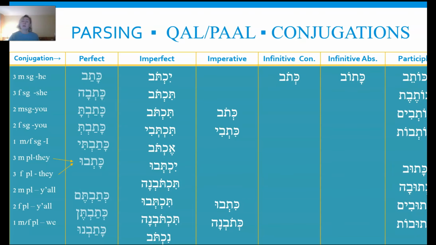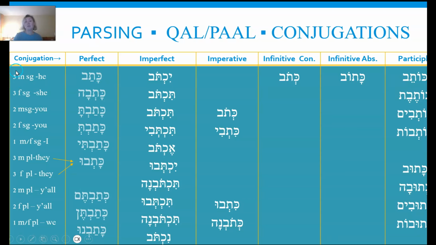It is called imperfect. Well, imperative is going to give us a volitional urge to do something, urging someone to do something. And then infinitive constructus, infinitive absolutus. Remember, there are 2 infinitives in biblical Hebrew, and the participles, active participles and passive participles, as long as we are in the kal stem or PAAL stem. But now we want to look at each one of them, and we'll start with perfect, and we'll talk about the first form, that here is a third person masculine singular.